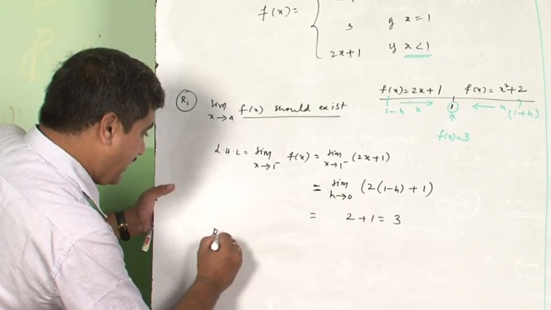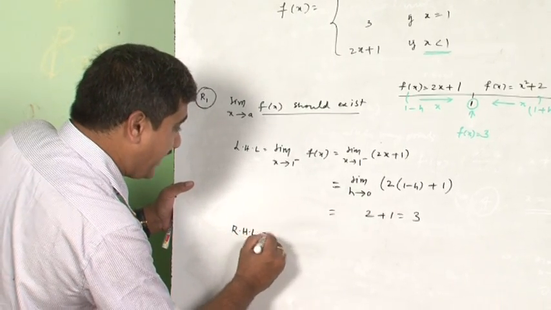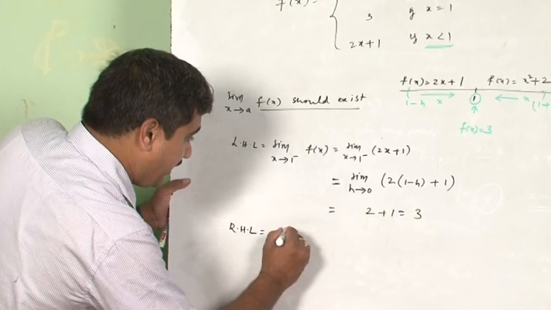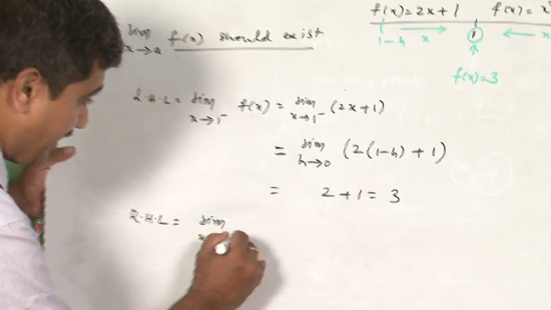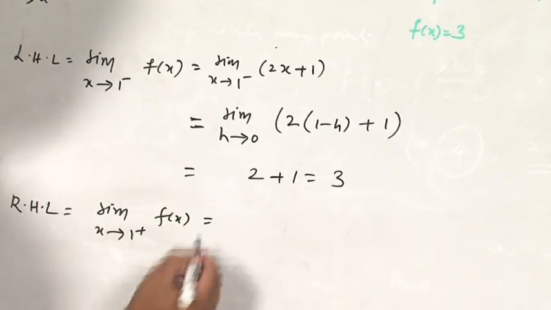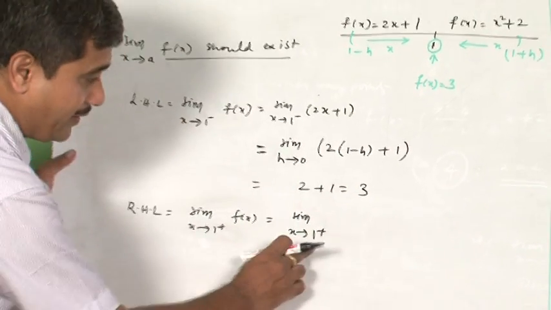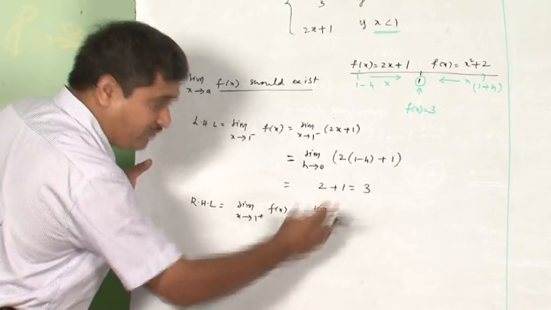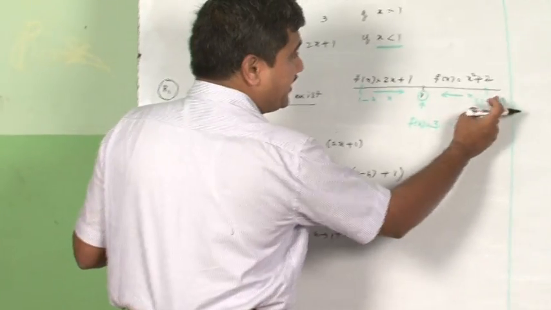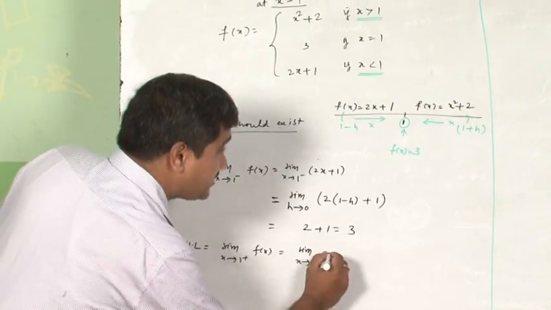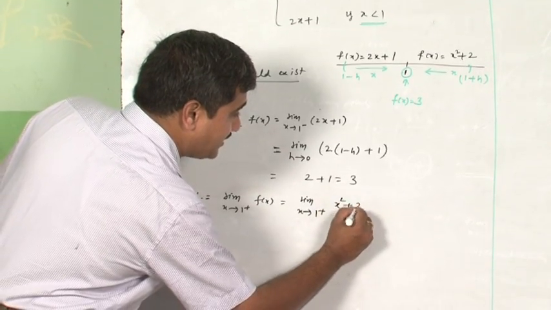Now I will calculate RHL, the right hand side limit. Limit x tends to 1 plus f of x is equal to limit x tends to 1 plus, which means x is approaching 1 from the right side. When it is approaching from the right, the function's nature is different, it is x square plus 2.